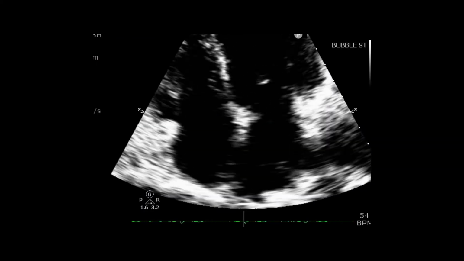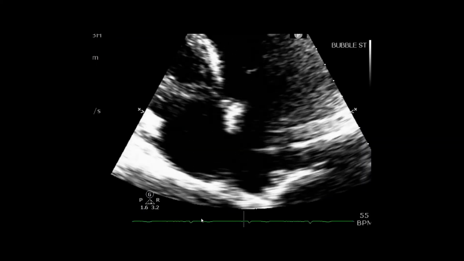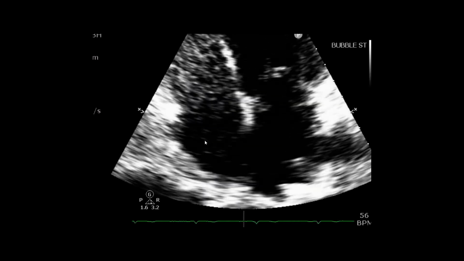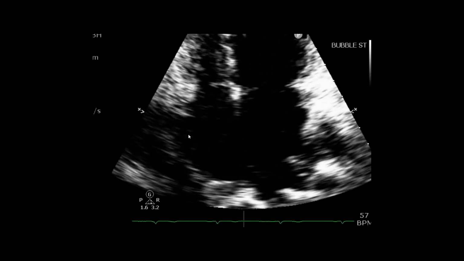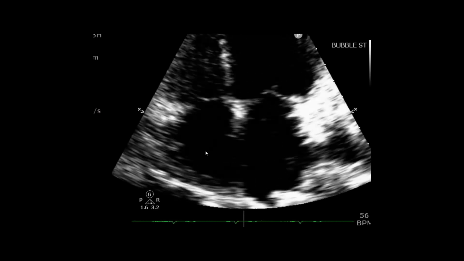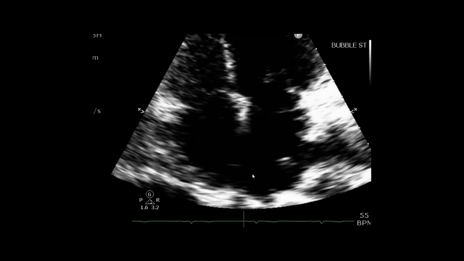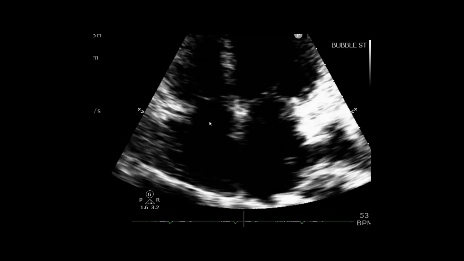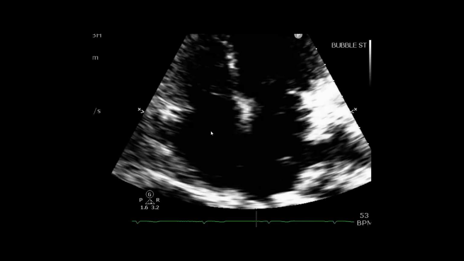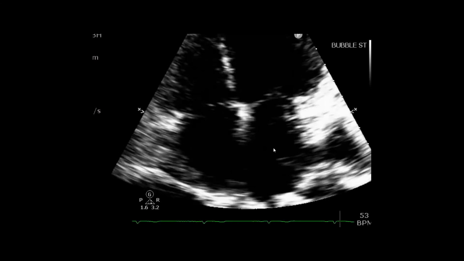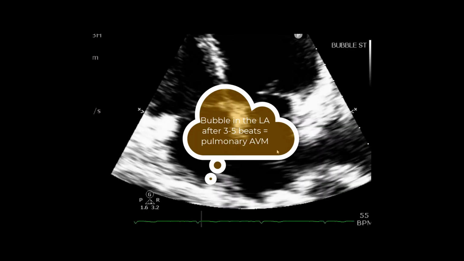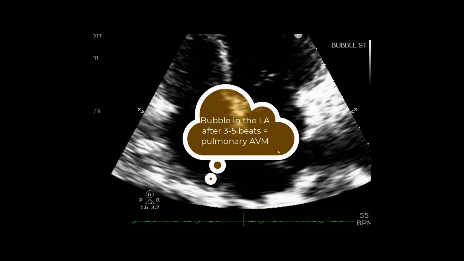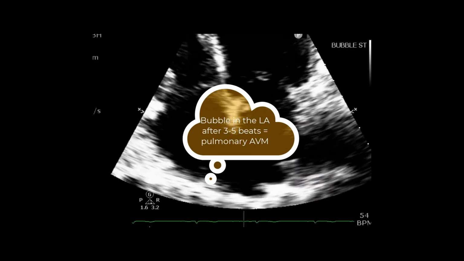This is an example of a bubble study, where the bubble is traversing from the RV here to the RA, opacifying the RA right here, and you don't really see any going into the LA, so this indicates there's no shunting. If you see some late traversing of agitated saline from the RA to the LA after about 5 beats, this is consistent with a pulmonary AVM.